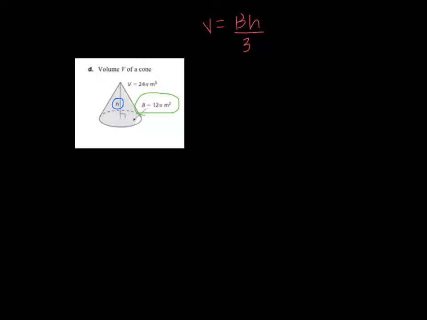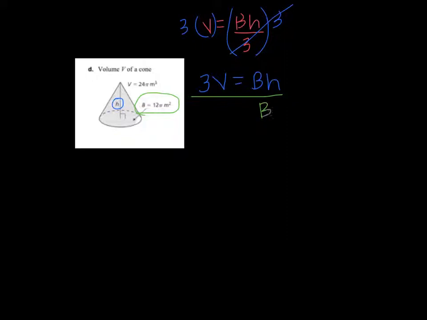So I need h by itself, so the first thing I have to do is get rid of that divided by 3. And the opposite of dividing by 3 is multiplying by 3. So now I have 3 times the volume equals the area of the base times height. To undo multiplying by the area of the base, I'm going to divide. So I divide both sides by the area of the base, and when I do that, I get 3V over big B equals h. So that one seemed a little bit easier, probably because we didn't have the binomial, the b1 plus b2, that we were dealing with.